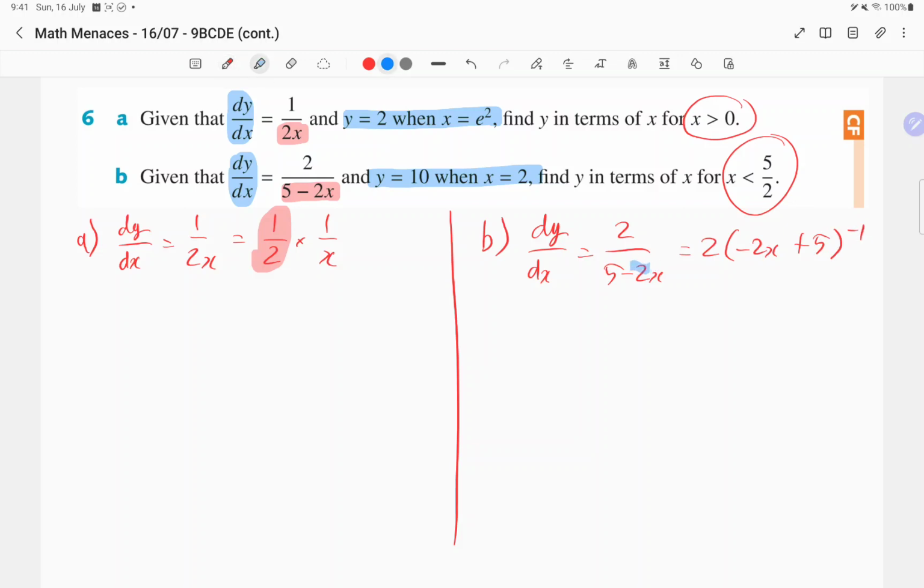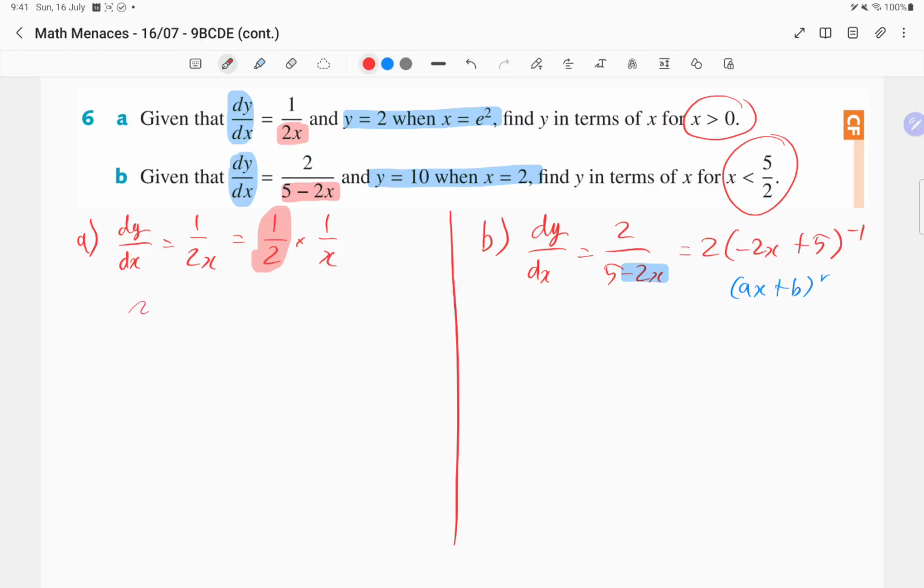Okay? Note that I swapped the location, because remember the formula that we learned is (ax + b) to the power r, right? If you write it the other way around, sometimes you miss the coefficient of x. So I would rearrange it into the formula that we know.